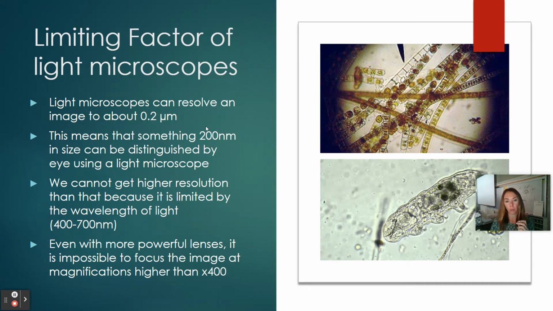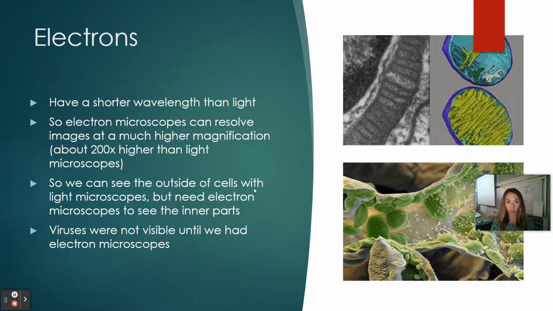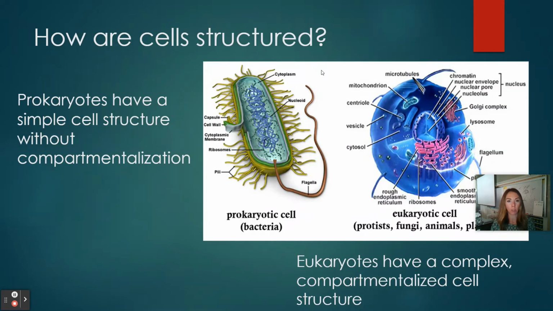So if you're looking for why we get those numbers, if you know the wavelengths of visible light, maybe from physics, that's why it's limited. Even with a more powerful lens magnification, we're still not going to see those things that the light cannot illuminate. Electrons, though, have a shorter wavelength than light, so they can make things visible that we could not see before. The outside of cells with light microscopes, viruses were not able to be seen until we had electron microscopes, and so on and so forth.